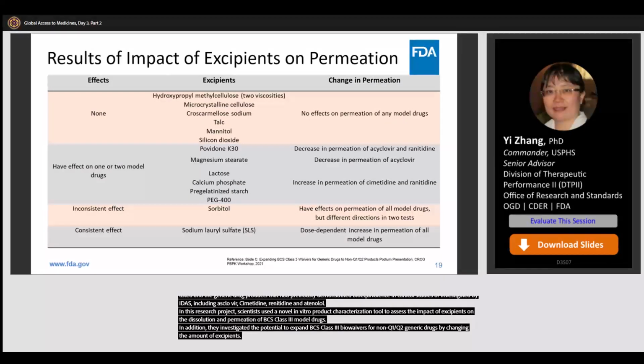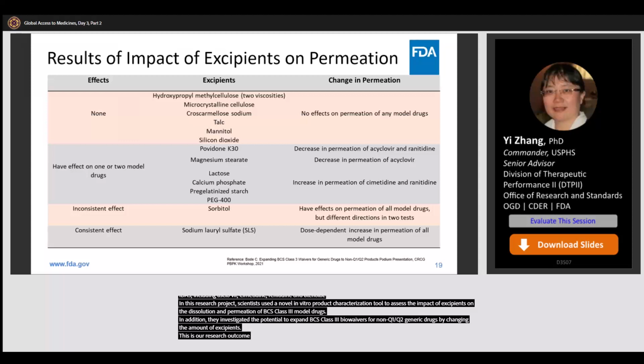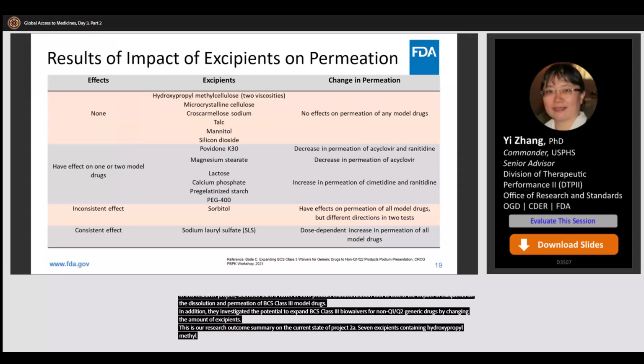This is a research outcome summary on the current stage of Project 2A. 7 excipients containing hydroxypropyl methylcellulose with 2 viscosities, microcrystalline cellulose, croscarmellose sodium, talc, mannitol, and silicon dioxide had no effects on the permeation of any model drugs.